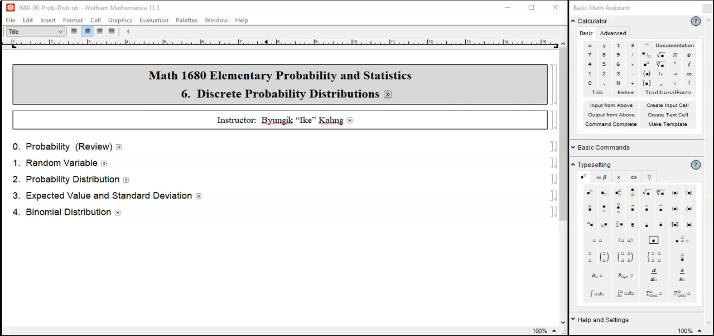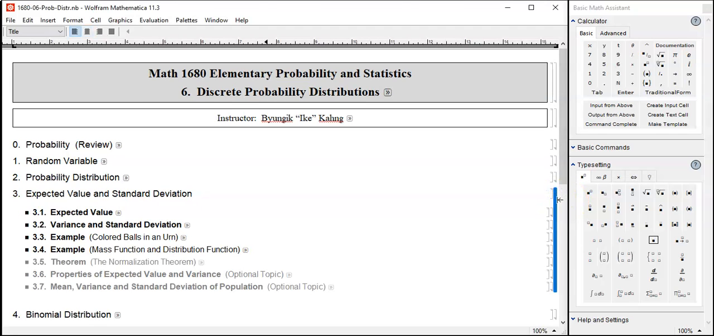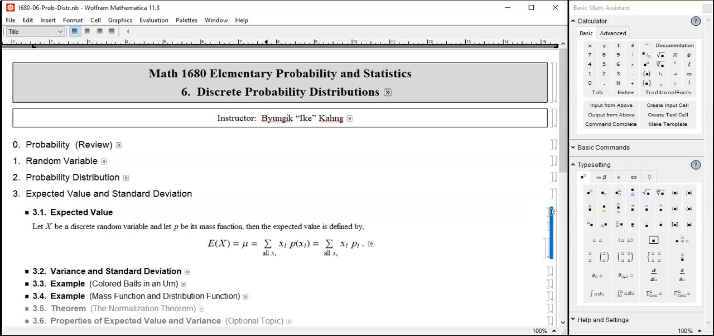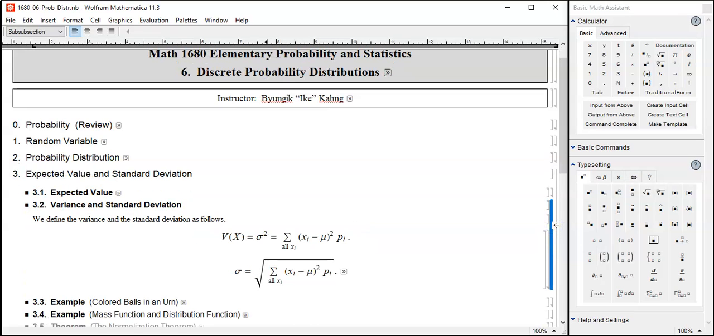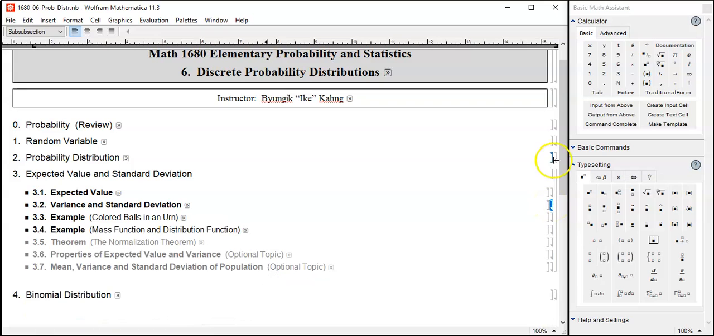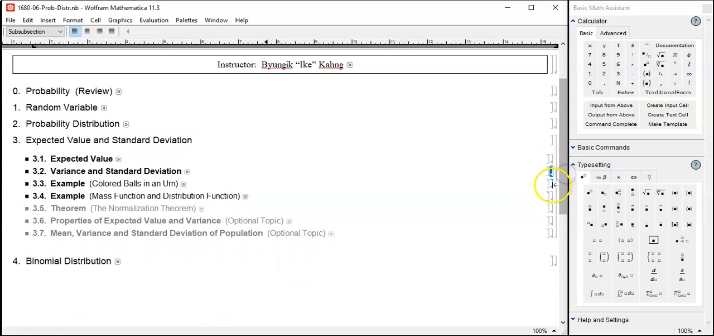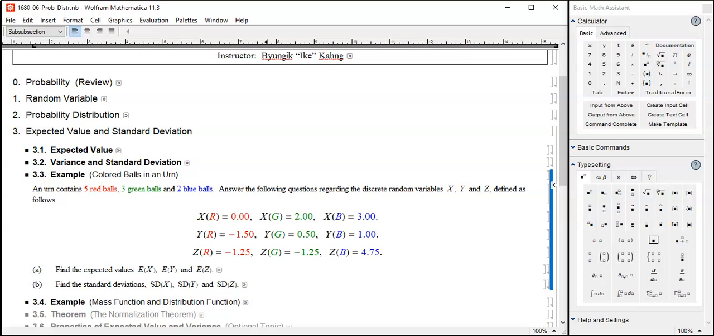Hello students, let us continue our discussion on expected value and probability standard deviation. We talked about the definition of the expected value and the definition of the variance and standard deviation. They are just computational formulas. And then we went through some elementary example.